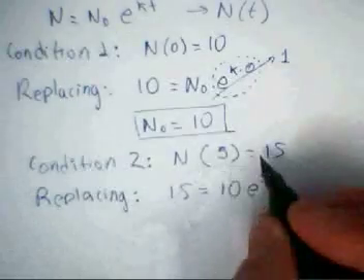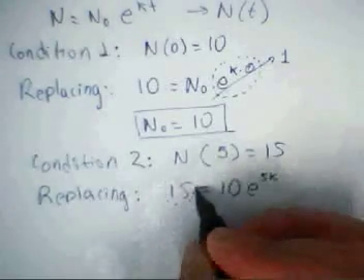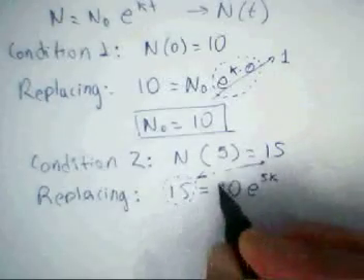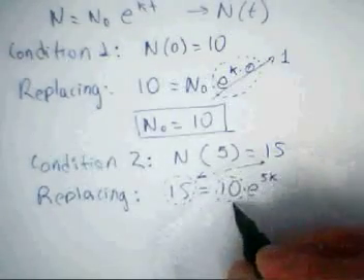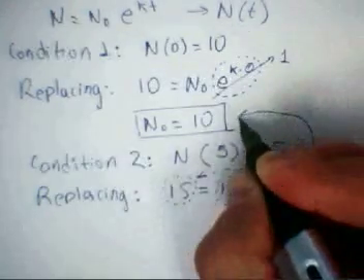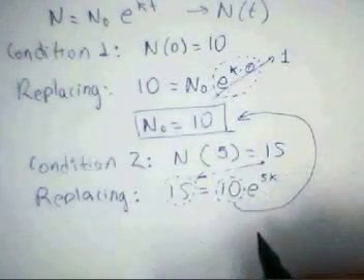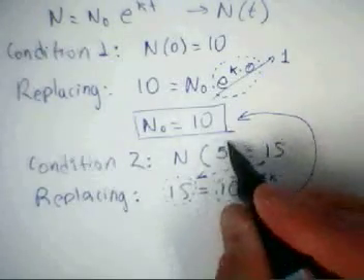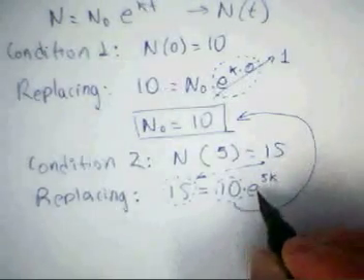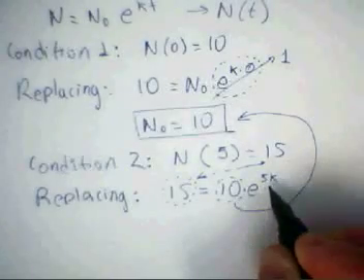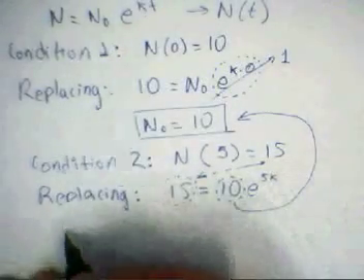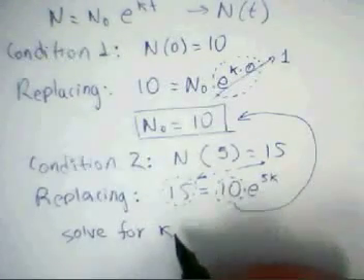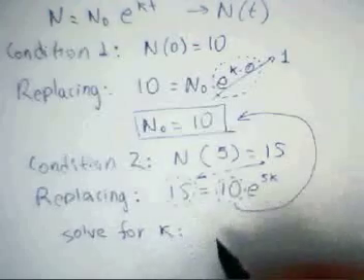Now observe something. Where is this 15 coming from? This 15 is from here. Where is this 10 coming from? This 10 comes from here. This is the N naught. What is 5? 5 comes from the fact that the time was given as 5, and remember that this is e to the kt. So we have to solve for k. And how do we do that?